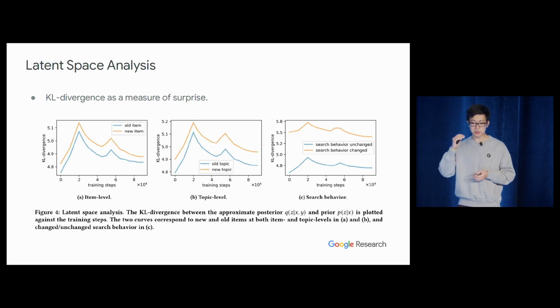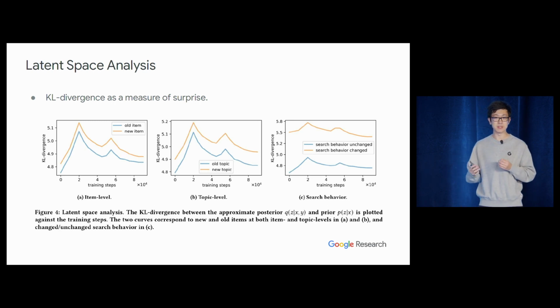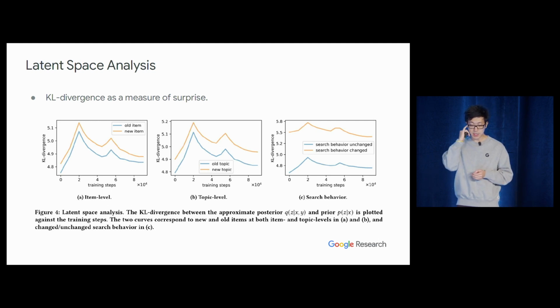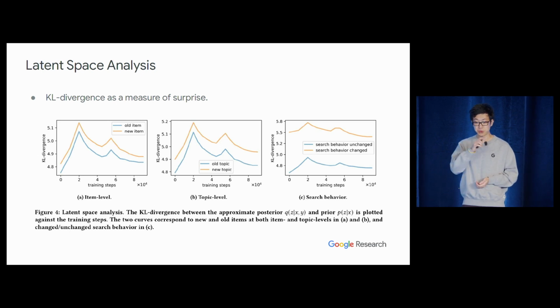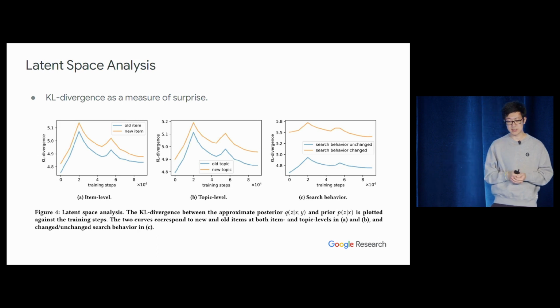So comparing the new item and old item, intuitively, if a user consumes something new, then the level of surprise should be higher, which is the case if you look at the first figure. We're comparing the KL divergence on the y-axis, and the training steps through the training process on the x-axis. And then we have two curves. The yellow one represents the new item, and the blue one represents an old item. So you can see that for the new one, the KL divergence is significantly higher than the old one.